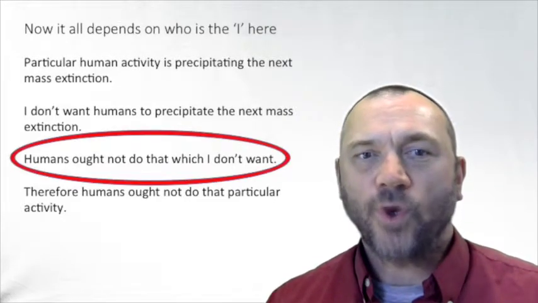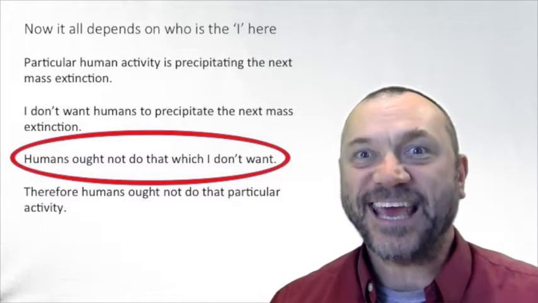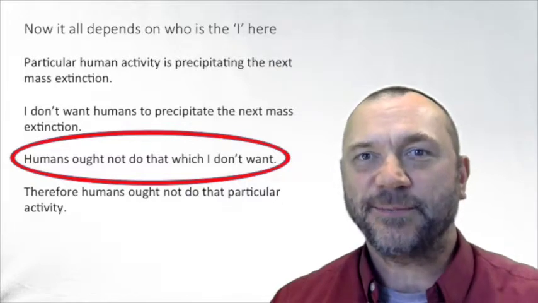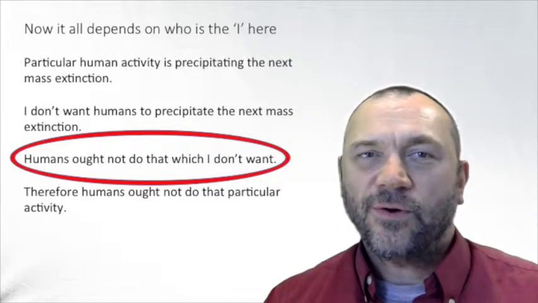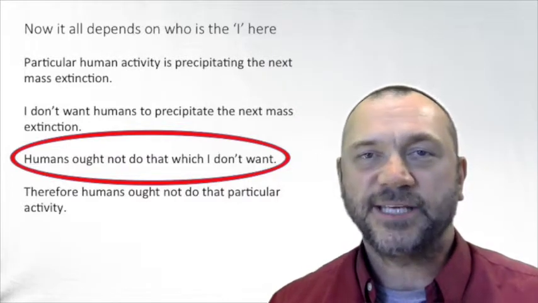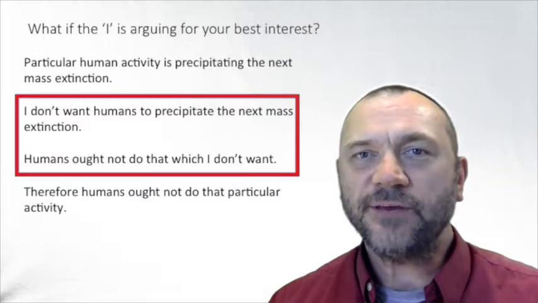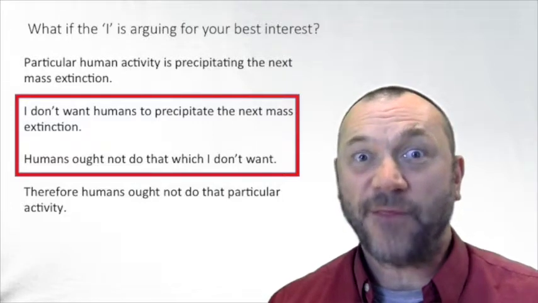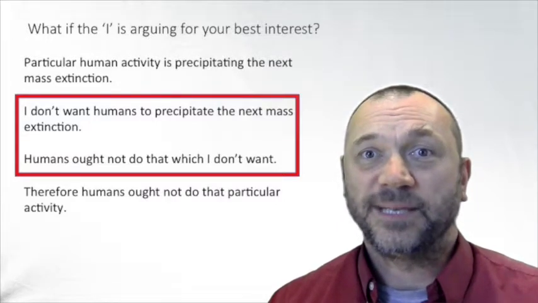For instance, humans ought not do that which I don't want. Notice how it makes clear that this is about a subjective preference. Someone is making this argument and saying, I just don't want humans to do that. Now, that would not carry much weight if it was a particular human who had no particular expertise. But what if the I in question is arguing for your best interest? Perhaps if you get to know something about the I who's arguing, you might have a different attitude about whether you should believe the conclusion or not.